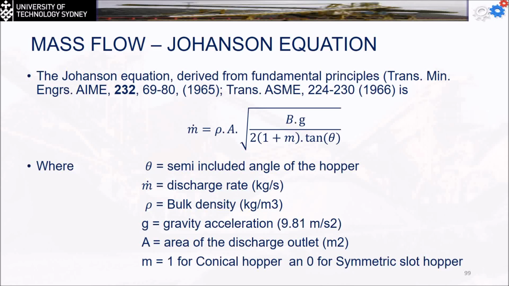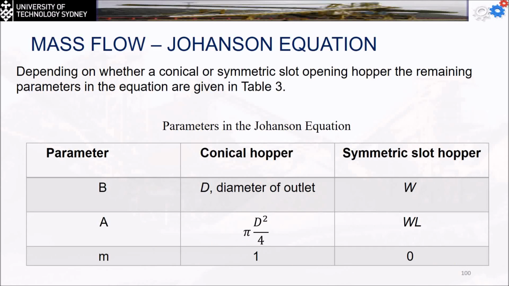Now, for the Johanson equation, depending on whether the hopper opening is conical or symmetrical slot, the remaining parameters of the equation are given in table number 3. The B, the A, and the M. Now, definitely this will be the area of the circular shape. That will be the area of the rectangular shape. The M is going to be equal to 1 in the conical hopper, 0 in the symmetric slot hopper. The B, in the case of the conical hopper, is going to be the diameter of the outlet, or is going to be the width, not the length, the width of the symmetrical slot hopper.